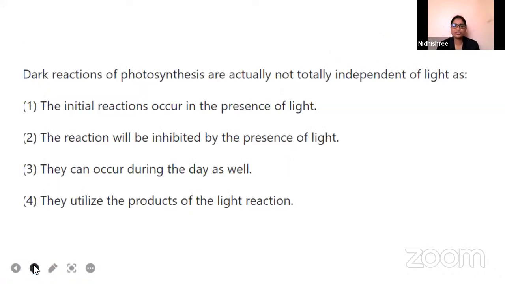Dark reactions of photosynthesis are actually not totally independent of light, as in option A, the initial reactions occur in the presence of light. Option B, the reaction will be inhibited by the presence of light. Option C, they can occur during the day as well. Option D, they utilize the products of the light reaction. What have they asked? Dark reactions of photosynthesis cannot happen totally without light. Why? They have given certain options, certain statements, and we have to say which one relates to the dark reaction.